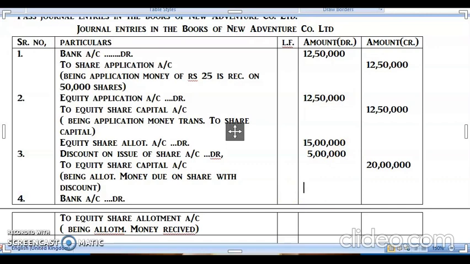So here the value we have to write for allotment. How much allotment is due with you? 15 lakh rupees is due for allotment. Okay. So how much are you going to receive? Obviously you are going to receive only 15 lakh rupees as allotment money. So here it is 15 lakhs on the debit also, and 15 lakh rupees for the credit value also.